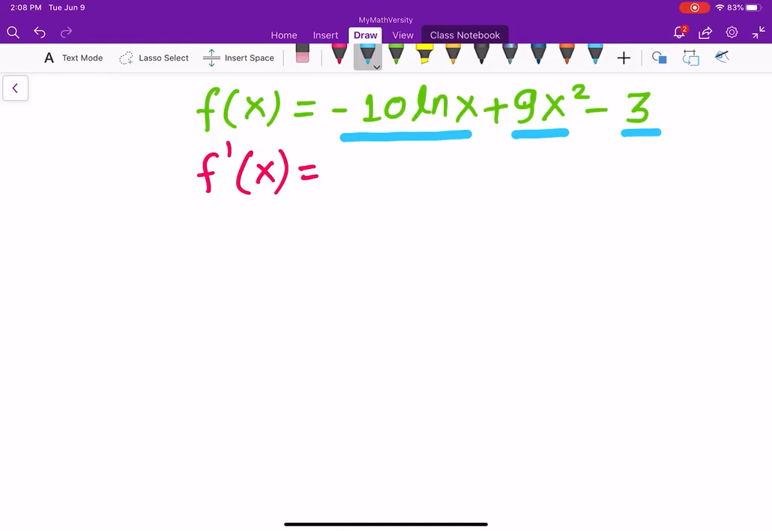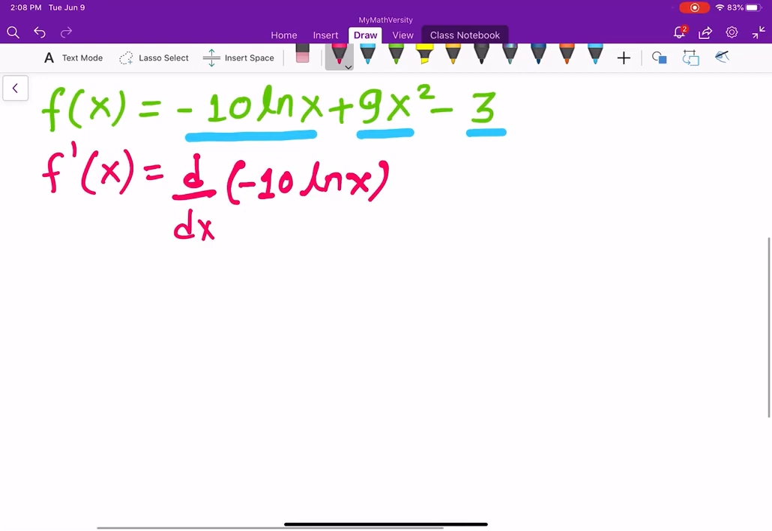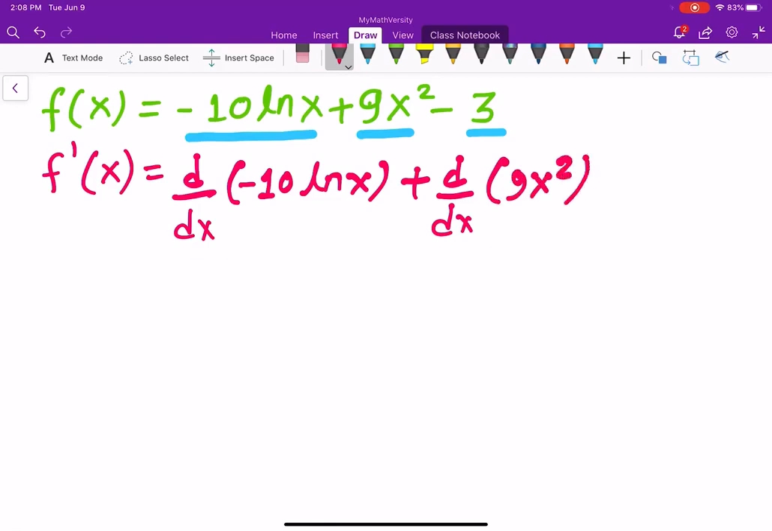So we can use the sum and difference rule. How do we do that? We just need to differentiate term by term. So let's differentiate -10 times ln x with respect to x, plus let's differentiate 9x squared with respect to x, and then let's differentiate 3 with respect to x.